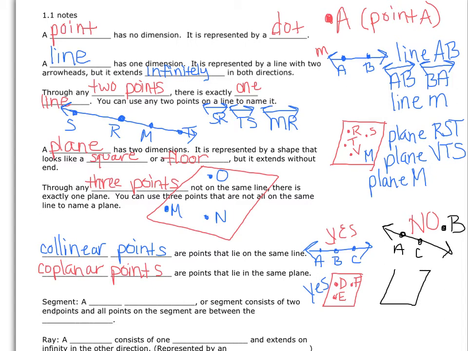And if we had another plane, and it doesn't matter what you're naming these letters, you can name them really whatever you want. And then let's say we had a Z out here. Are all these points coplanar? This would be a no, because Z is not in the plane.